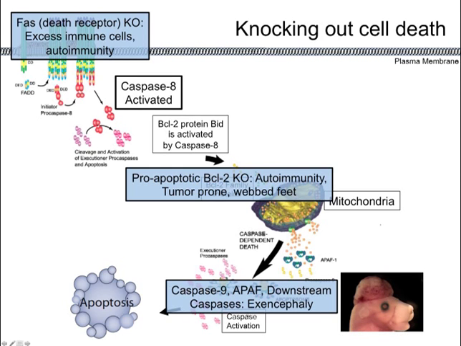And if you take out some of these downstream players in apoptosis, you can get this exencephaly phenotype in which the brain of the mouse actually protrudes from the skull. This, of course, is embryonically lethal, but this is because of a defect in neuronal apoptosis. These mice have too many neurons, and their brains simply can't fit in their heads. So in all of these cases, knocking out cell death leads to an overabundance of cells.